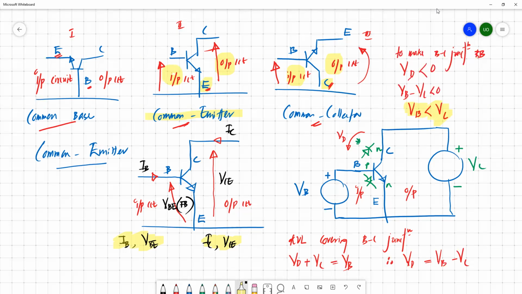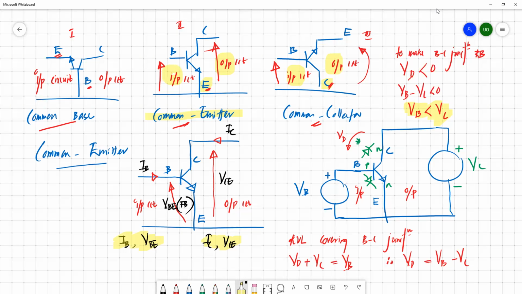So for this common emitter configuration, if you power up the transistor using two sources, one is connected to your input circuit and the other one is connected to your output circuit. To make the base emitter junction forward biased, you can easily connect this VB source this way. Then definitely this base emitter junction gets forward biased. Then to make this base collector junction reverse biased, you can connect an external source VC to the circuit from the output side, but the value of VC should be greater than VB. Otherwise, your base collector junction will not be reverse biased.